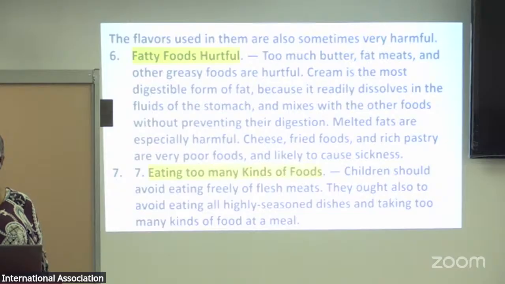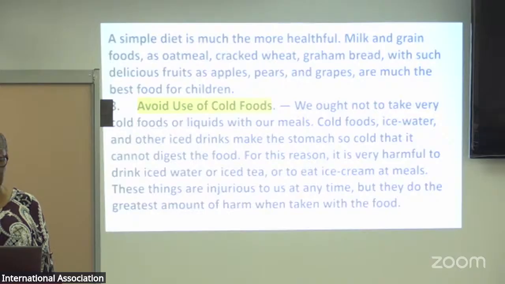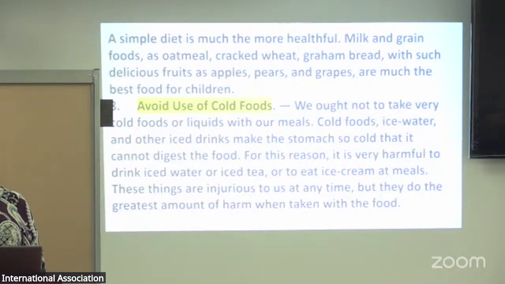Eating too many kinds of food. Children should avoid eating freely of fleshy meats. They ought also to avoid eating all highly seasoned dishes and taking too many kinds of food at one meal. A simple diet is much more helpful. Milk and grain foods such as oatmeal, cracked wheat, graham bread, with such delicious fruits as apples, pears, and grapes are much the best food for children.